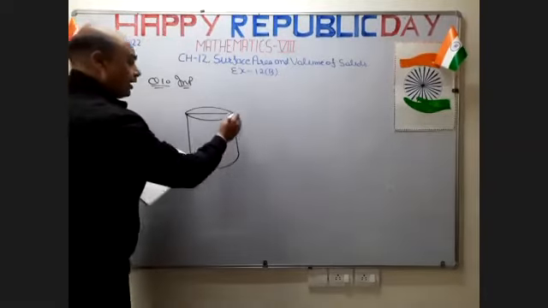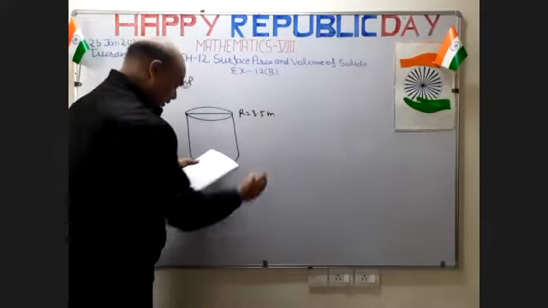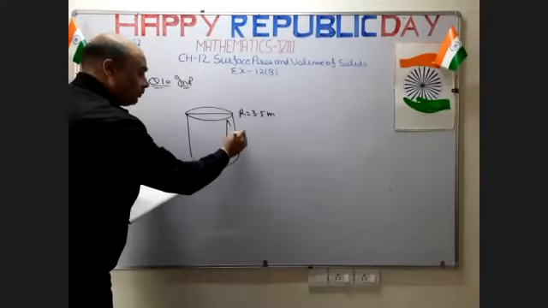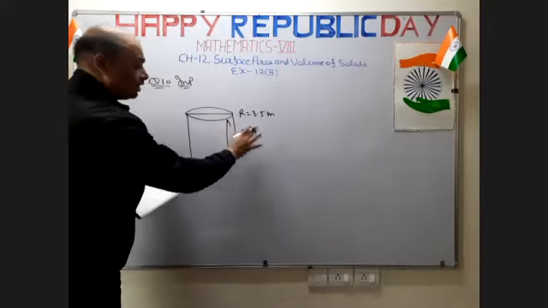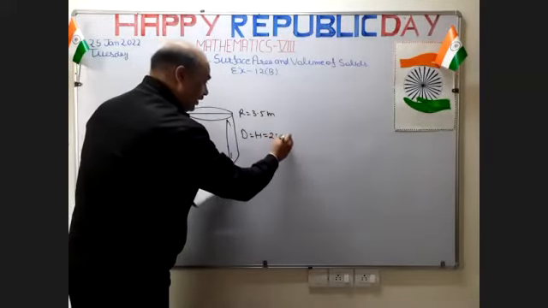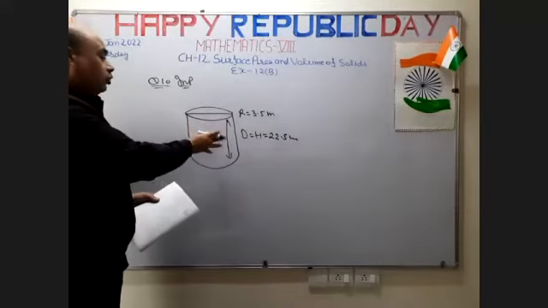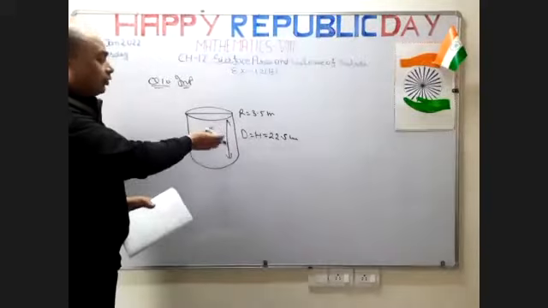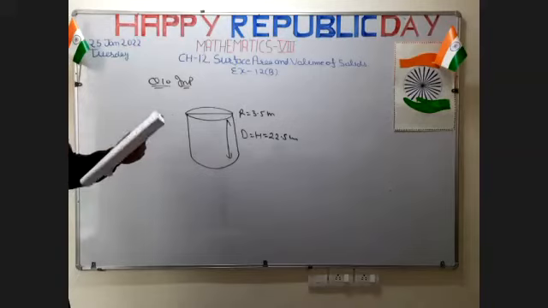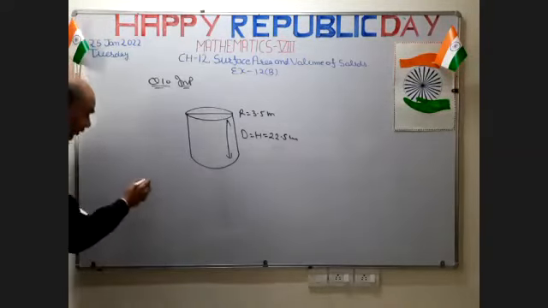Now what is given? Radius is given, which is 3.5 meter. Now deep means height. Deep and height of the cylinder are going to remain the same. So the height of the cylinder is going to be 22.5 meter. It's going to be dug out. You're going to make the well, so we need the earth to be dug out. Find the cost of digging the well at the rate of 3.40 per cubic meter. Now the cost of digging the well is given.